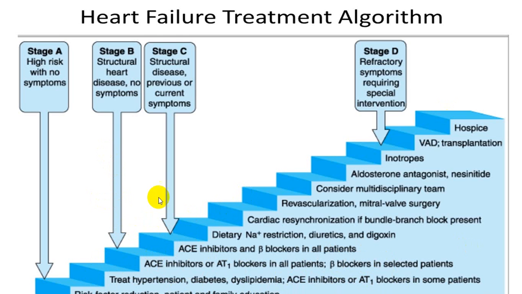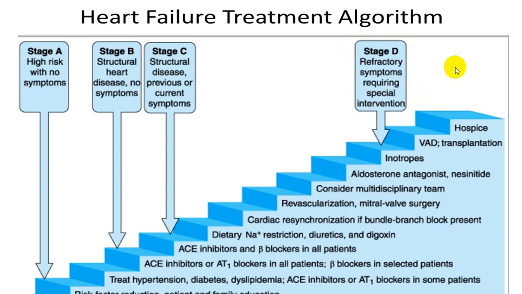If the person still does not improve, he goes to stage C, what we call structural disease and symptomatic, where full dose of ACE inhibitor and beta blocker should be given to all patients, with dietary sodium restriction, diuretic, and digoxin added. Now, if a person has bundle branch block, abnormal function of LV and RV, you can go for CRT, or you can go for ICD. You can have even a surgical intervention like valvular surgery, valvuloplasty, valve replacement, revascularization.